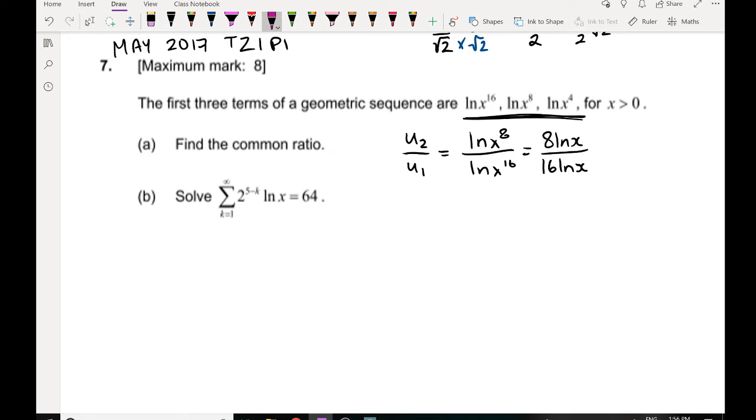And so we're able to use that here, pull out the 8 and the 16, and now I just have a ln x on top and bottom that can divide out. So the common ratio here is 8 over 16, or 1/2, which is a lot nicer than you might think based on the appearance of the question. It doesn't look like the common ratio would be anywhere near that tidy, but thankfully it is.